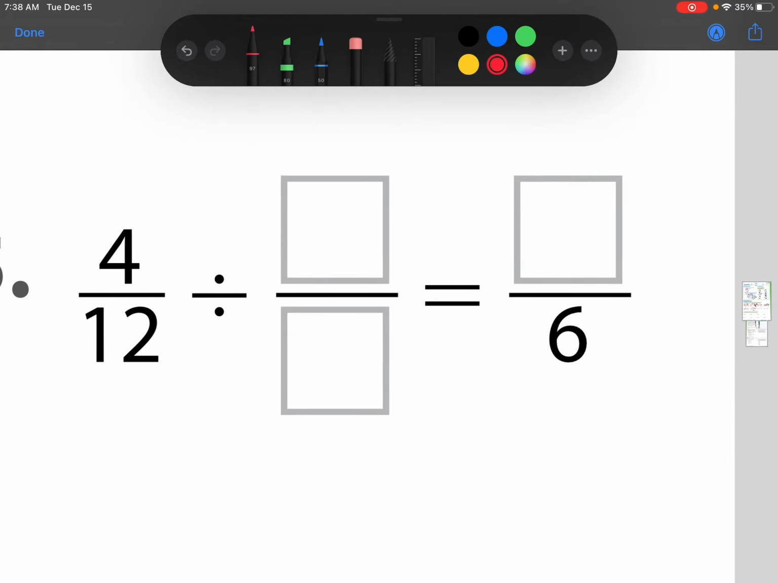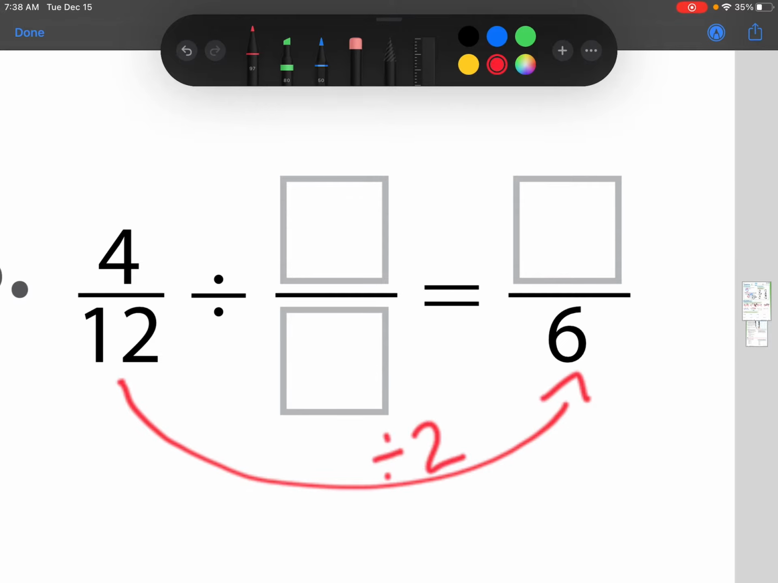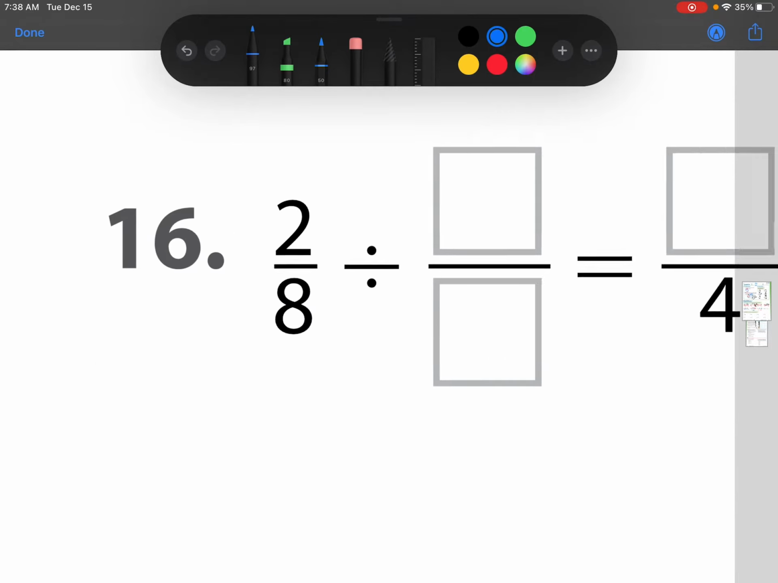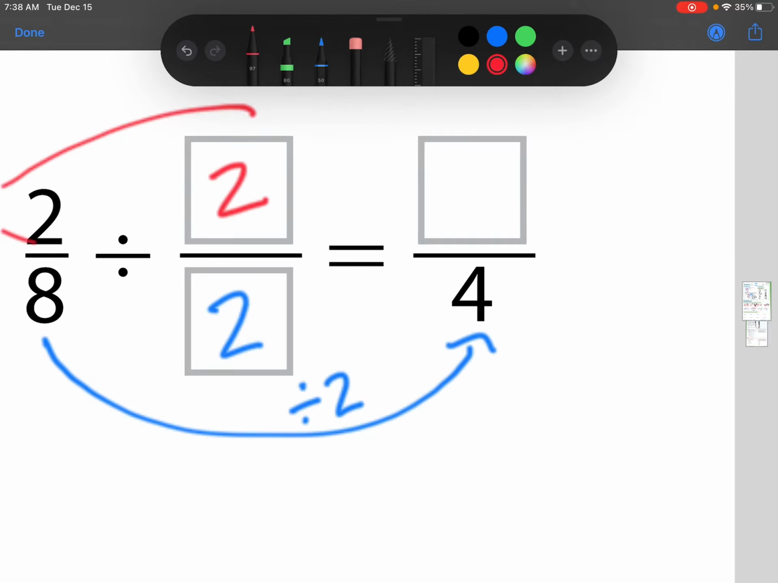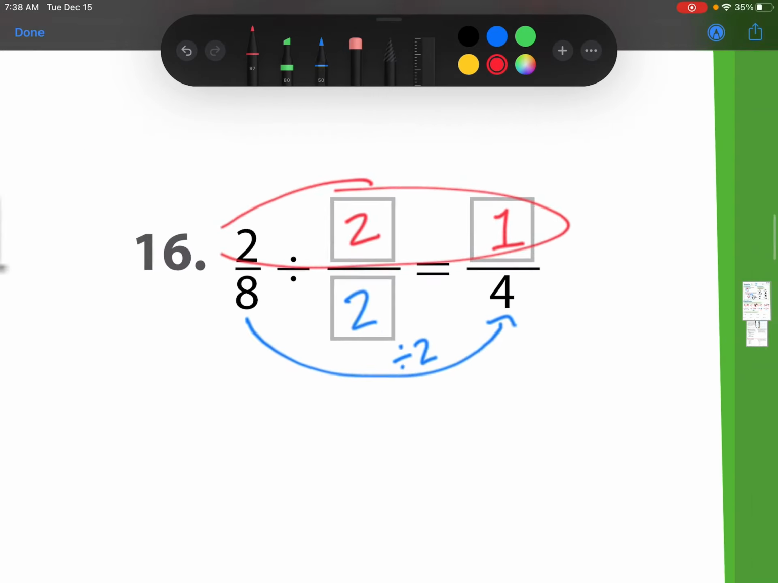Number 15. How to get from 12 to 6? I divided by 2. So I put that 2 in the bottom, and then whatever I do to the denominator, I have to do to the numerator. 4 divided by 2 is 2. And our last one of this row, how to get from 8 to 4? Well, it's getting smaller, so I divided. Then whatever I do to the denominator, I have to do to the numerator. 2 divided by 2 is 1 for 1/4.